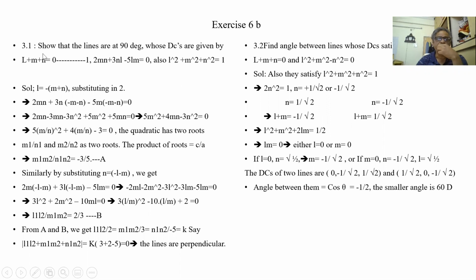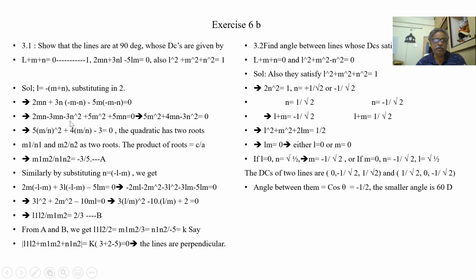Let us solve. So from this equation, L is equal to minus half M plus N. You substitute here. So what we get is a relation between M by N: 5x square plus 4x minus 3 is equal to 0, where x is equal to M by N. So M by N is having two values. So what is the product of the two roots? One root is M1 by N1, the second root is M2 by N2. The product is C by A, minus 3 by 5.